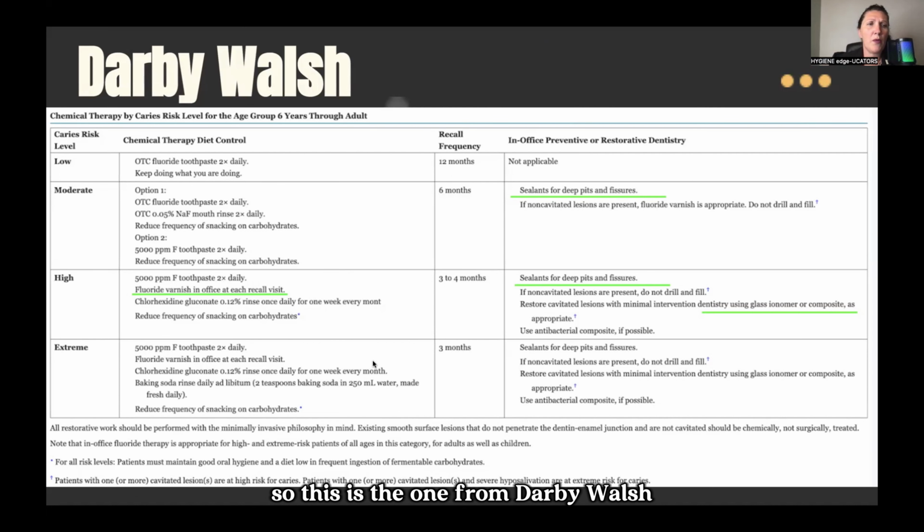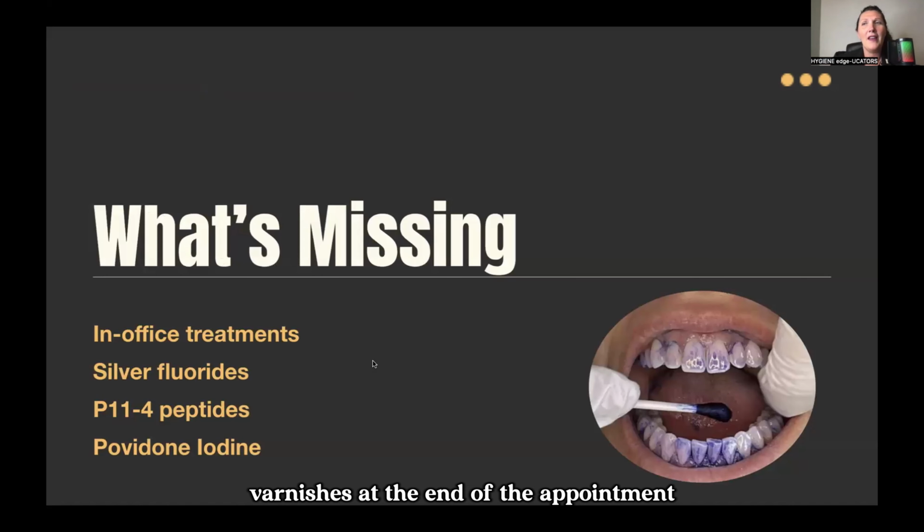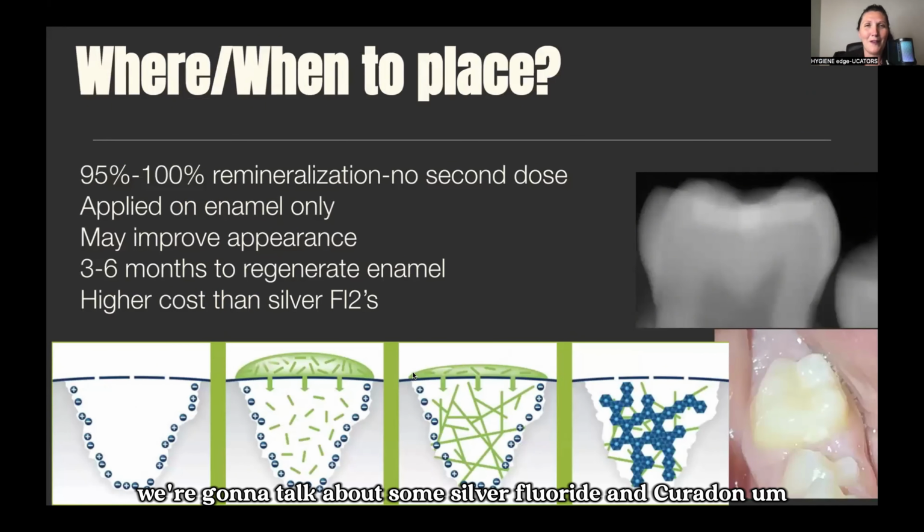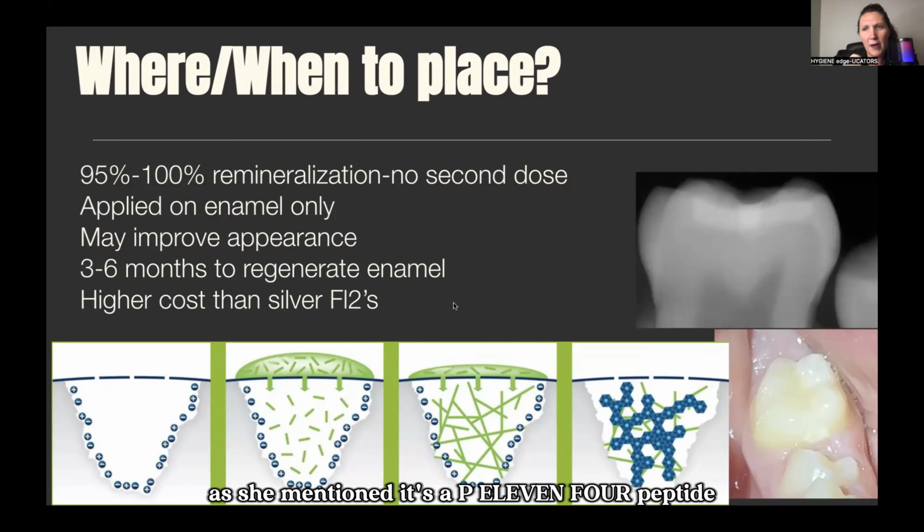So this is the one from Darby Walsh. You're probably having students place sealants and varnishes at the end of the appointment. But some things that are missing when it comes to in-office treatments, we're going to talk about silver fluorides and Curodont. Curodont has a really high rate of remineralization. As she mentioned, it's a P11-4 peptide.